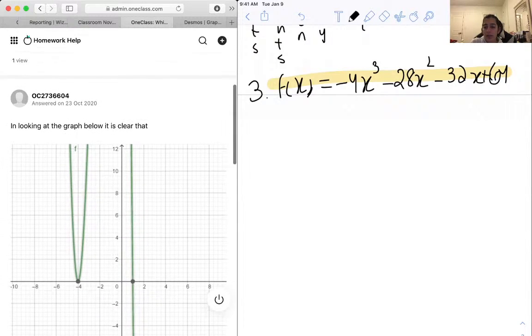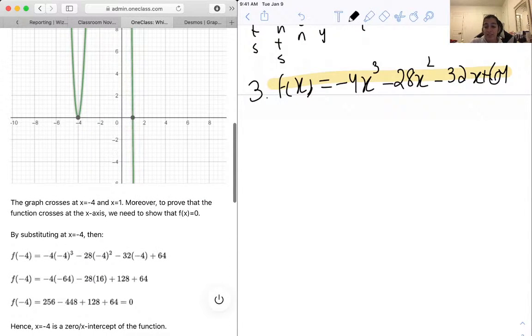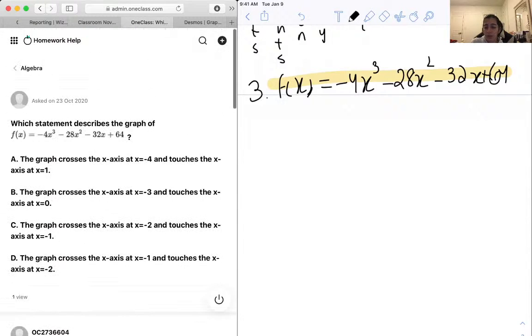Another way we can figure it out is by substituting in the values. So we can take negative 4 and plug it in for our x, and we can take 1 and plug it in for our x. The same with the second option. We can take negative 3 and plug it into our equation. What we're trying to find is what number, when we plug it in for x, equals 0. The graphing method is a lot easier because it tells us straight away, but we can also do substitution, and we'll start with the first option.